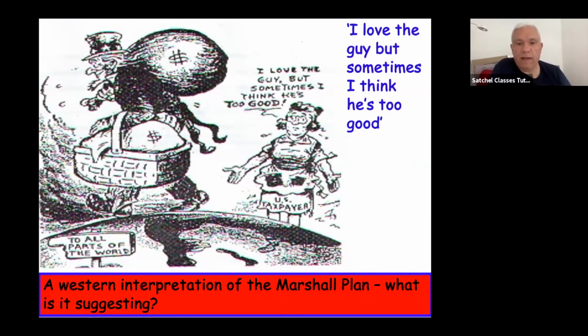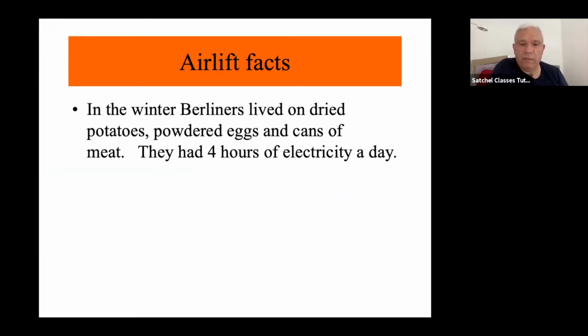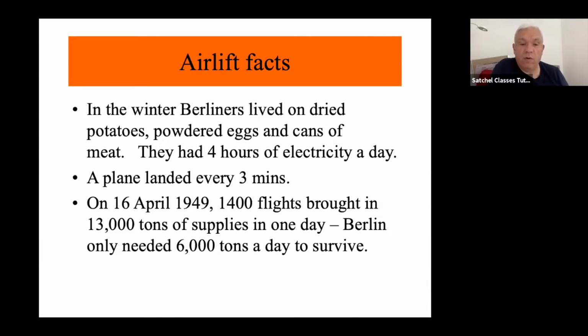So some of the facts about the airlift. In the winter, Berliners lived on dried potatoes and powdered eggs, with electricity for only 4 hours. A plane landed every 3 minutes. On 16th of April 1949, 1,400 flights brought in 13,000 tons of supplies in just 1 day. Berlin only needed 6,000 tons a day to survive. So they made sure that the Western Berliners didn't starve, and carried on.